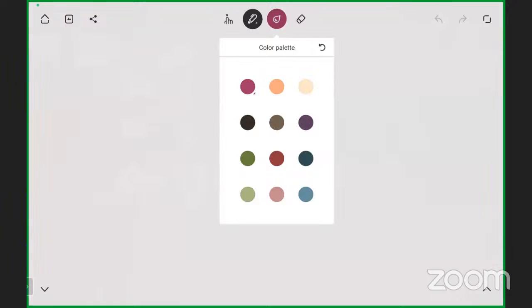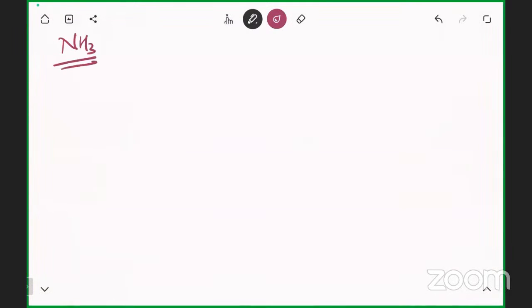Okay, just I'm giving you one example. Just tell me the hybridization. NH3. sp3, sir. Yeah, very good. And the shape is, see, the shape of sp3 here in this particular case is pyramidal. Later on, I'll explain why.